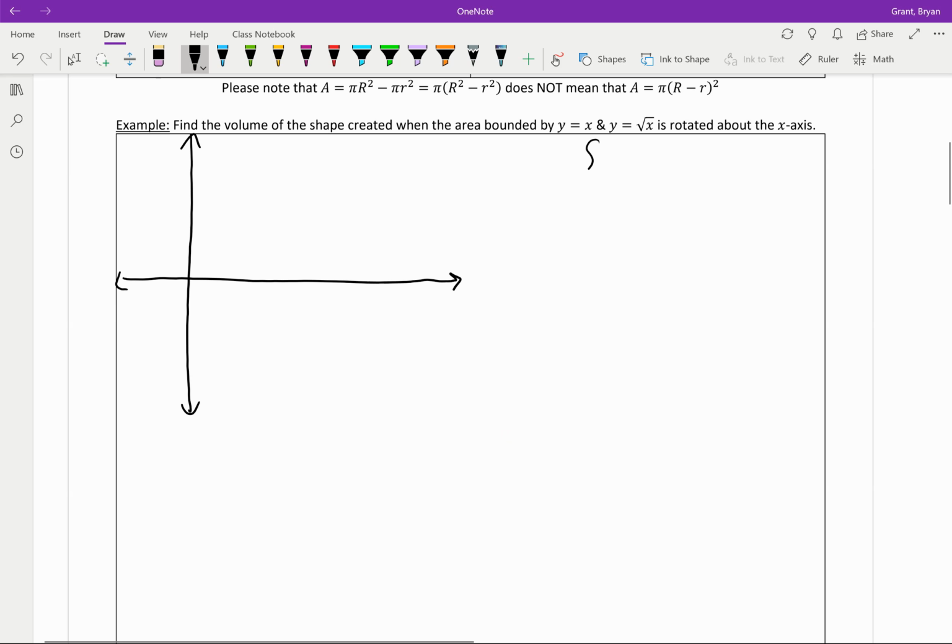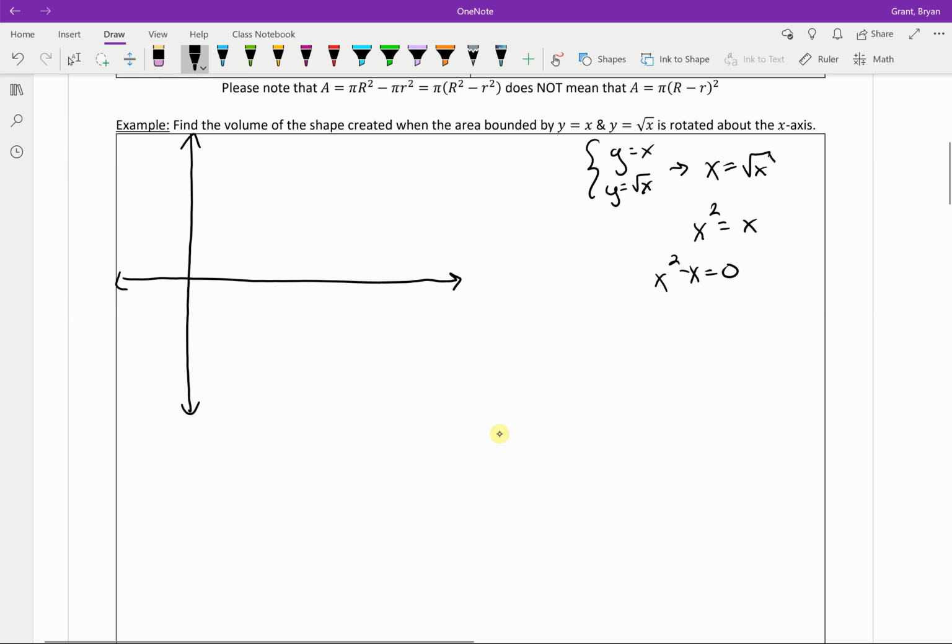So if I want to see where these two equations intersect, the nice part is they're both equal to y, which means we can substitute one into the other, and that's going to give me x is equal to the square root of x. That's kind of a weird equation. I don't like the square root, so let's square both sides. x squared equals x. Pull everything to one side. x squared minus x equals 0.